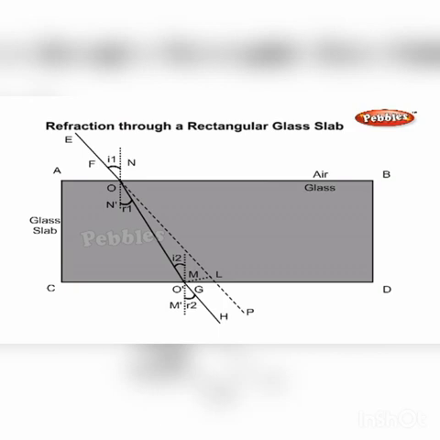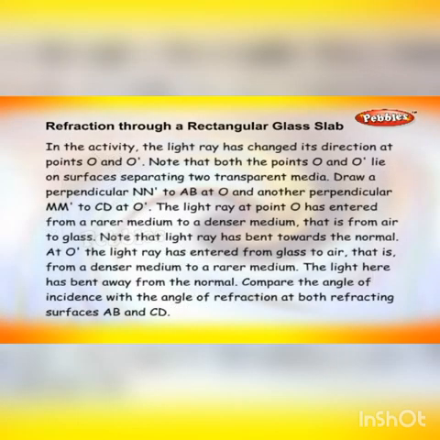The light ray at point O has entered from a rarer medium to a denser medium, that is, from air to glass. Note that the light ray has bent towards the normal. At O dash, the light ray has entered from glass to air, that is, from a denser medium to a rarer medium. The light here has bent away from the normal.